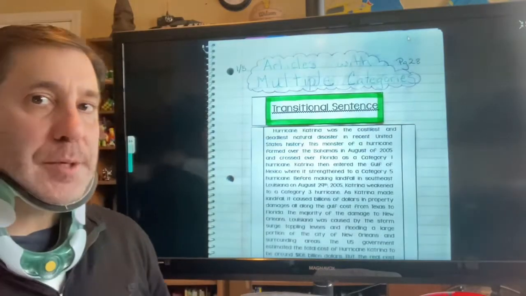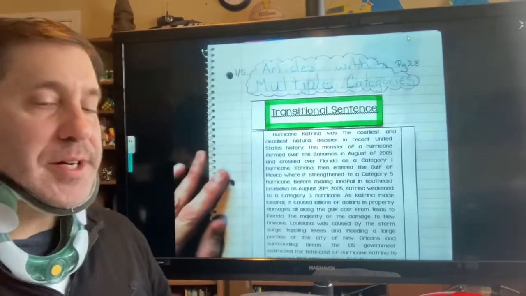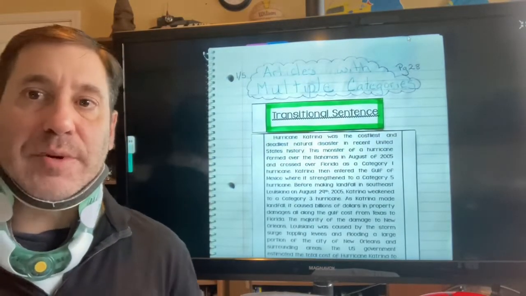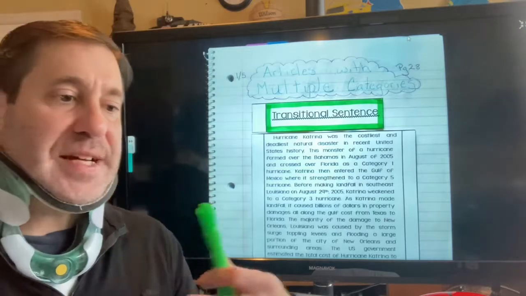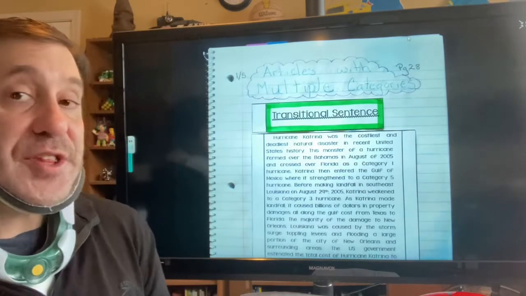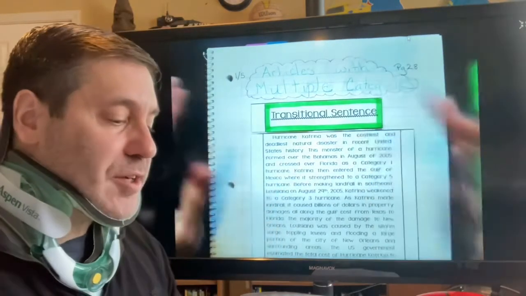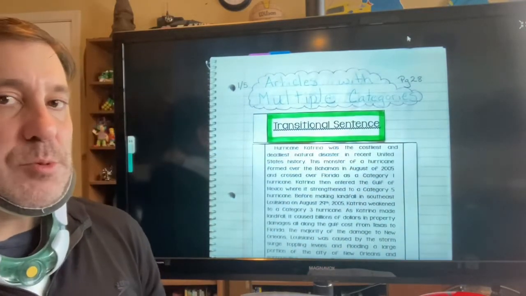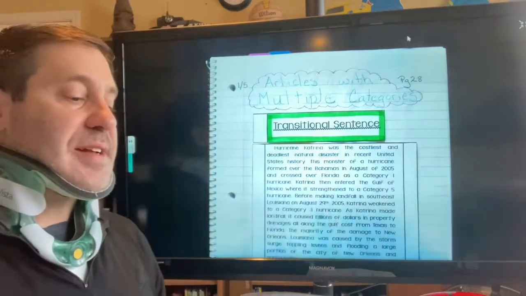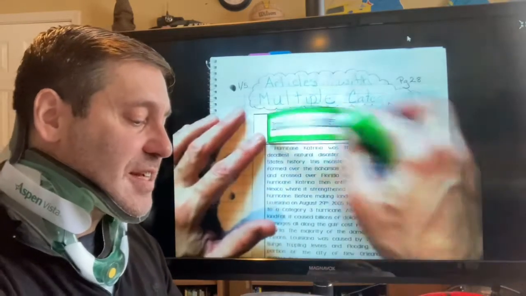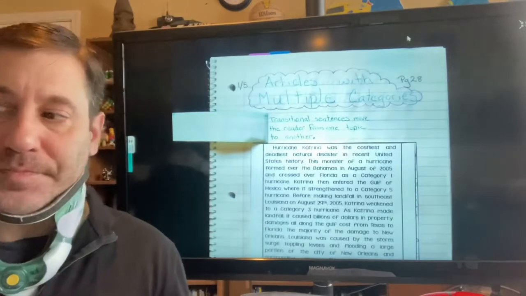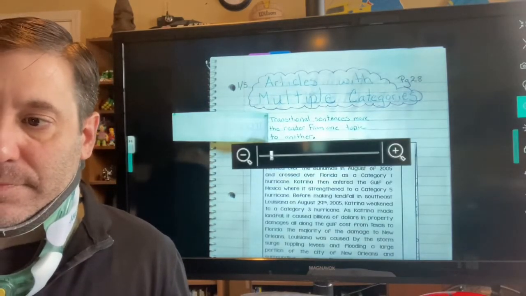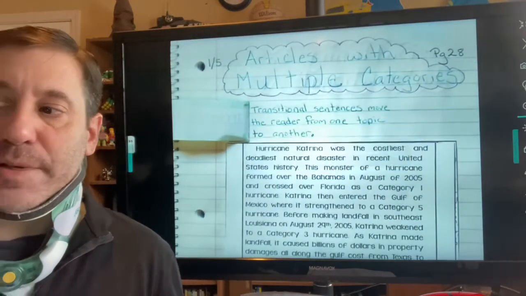Okay, now that your notebook page is all set up, the first thing we want to do is color code transitional sentence, and you can see I did this with my green. I use green because green means go whenever I think about green from driving a car. And so green with a transitional sentence really means when we're going on from one topic to the next. So a transitional sentence does this. Blow that up nice and big.